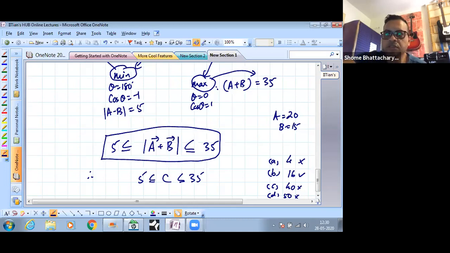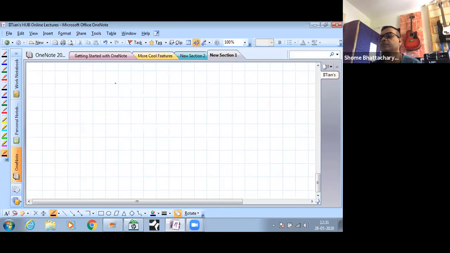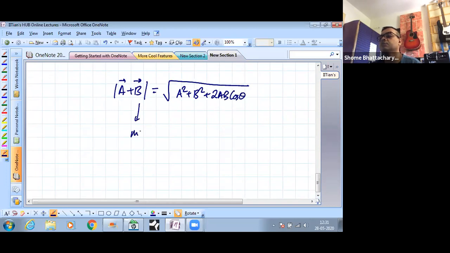Okay, so hope this is clear. The minimum and maximum part is like this. You have that the magnitude of A plus B is root of A square plus B square plus 2AB cos theta. So when will this be maximum? This will be maximum when cos theta is maximum, and that is 1. So for that, theta should be 0.